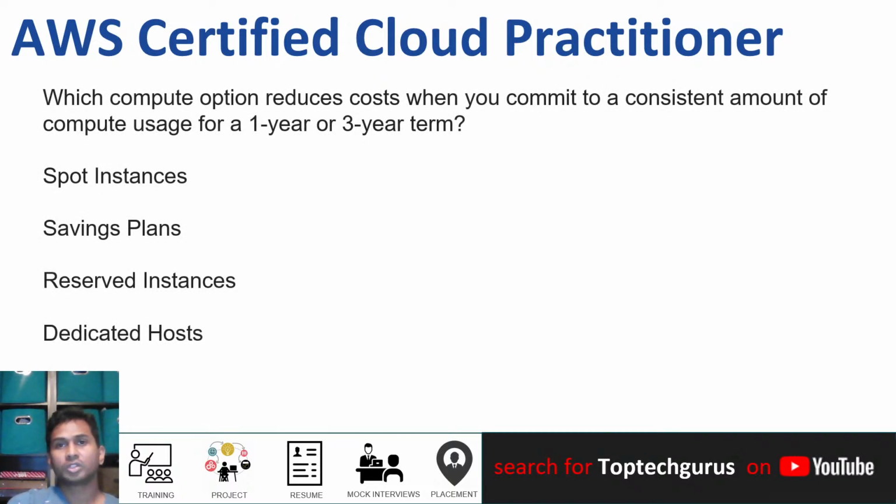Which compute option reduces cost when you commit to a consistent amount of compute usage for a 1 or 3-year term? I think with our multiple sessions, we did cover this. We spoke about the savings plan, where when you commit to a 1-year or 3-year term, you get the benefit. We do get confused with spot instances, which are for workloads that can run at a flexible time and can be stopped and started. Not for business critical workloads that have to run at a certain time and have to finish before a certain time.